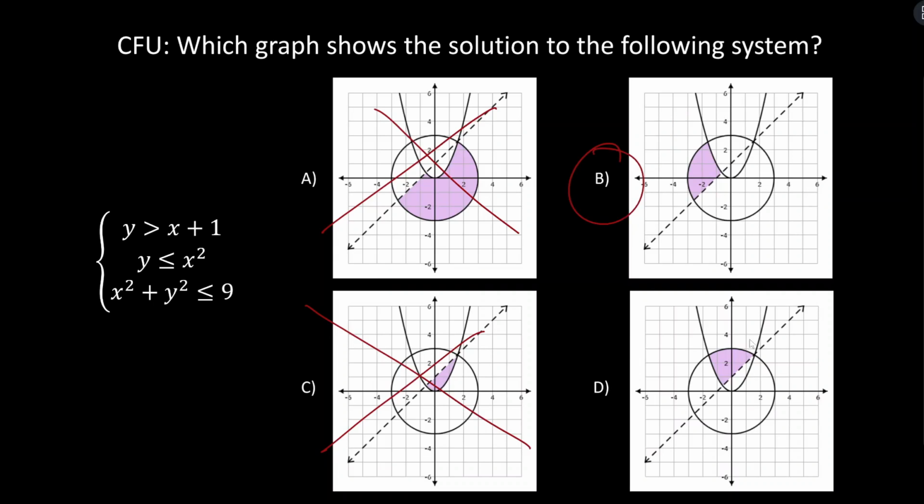Choice D is shaded above. And finally, we could look at this third inequality, which is a circle, shading inside the circle, which all 4 of these were, so that didn't help us a whole lot. But let's check our answer one final time.